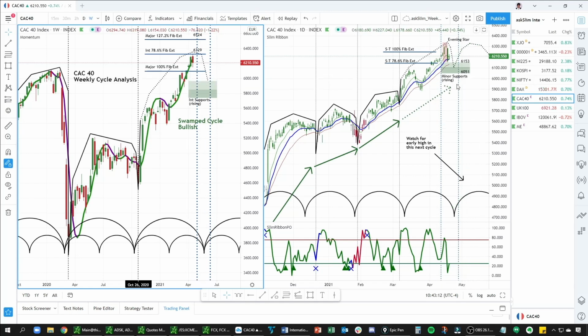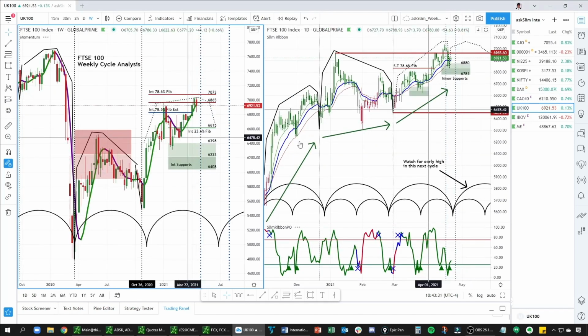But currently, the daily slim ribbon is still super positive, and the weekly momentum is also positive. So we would need to see some of this change in order to get more negative here on the CAC 40. Let's go ahead and look at the next one. We'll look at the FTSE 100.